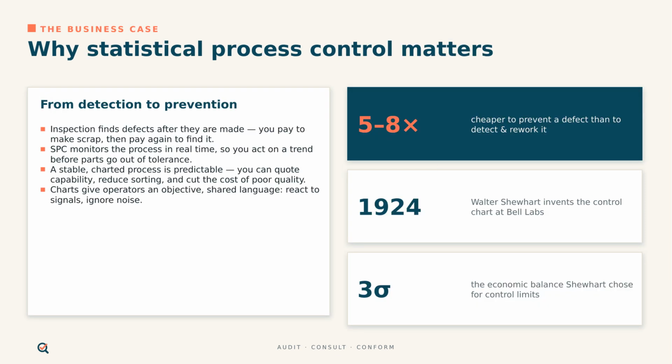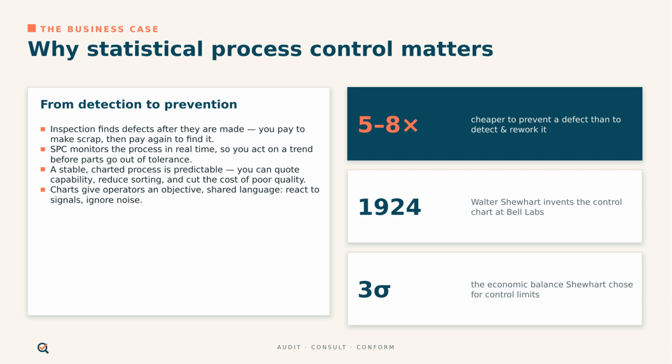First, why bother at all? Traditional inspection finds defects after they're made. You pay to produce scrap, then pay again to find it, and the damage is already done. Statistical process control flips that around. It monitors the process in real time, so you can act on a trend before parts ever go out of tolerance. That shift, from detection to prevention, is the whole point.